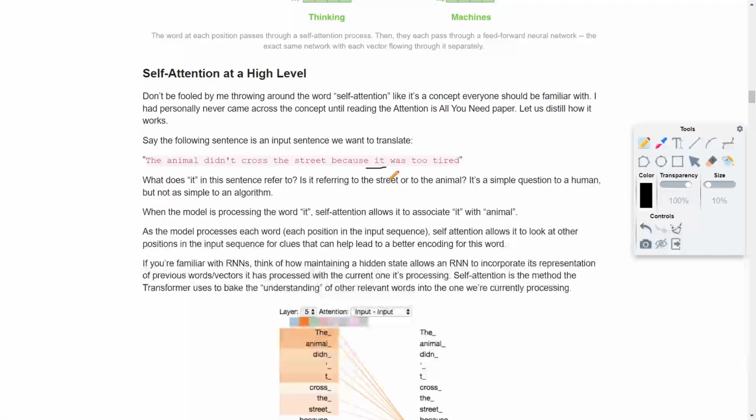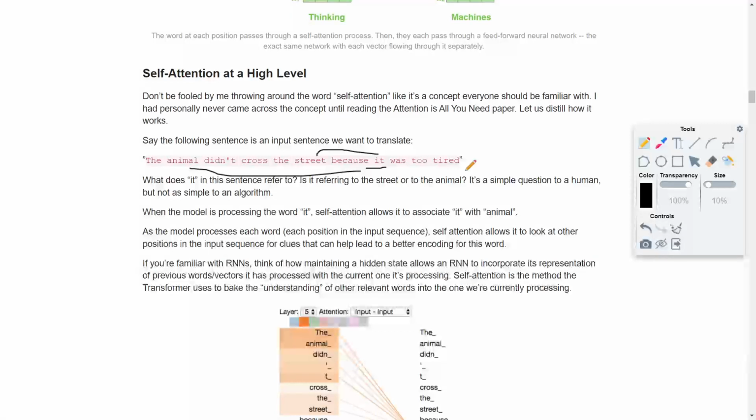what is "it" in context with what was too tired? Was the street too tired? Was the animal too tired? As a human, it's very intuitive for us to understand that "it" is referring to the animal here, and the animal was too tired. But for a machine, it's not that simple to understand. So self-attention helps the machine or the model identify what "it" is referring to, what the particular context is, like how "it" and "animal" are related.